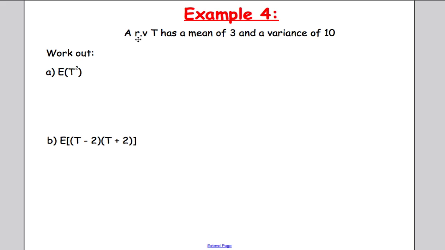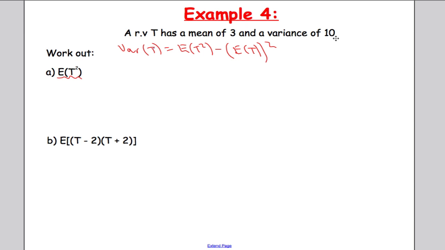So, suppose a random variable t has a mean of 3 and a variance of 10, and I'm asked to work out the expected value of t squared. So we've got to remember that the variance of a random variable, let's do t in this case, equals the expected value of t squared minus the expected value of t, all squared. So let's use this formula here to help us work out t squared.